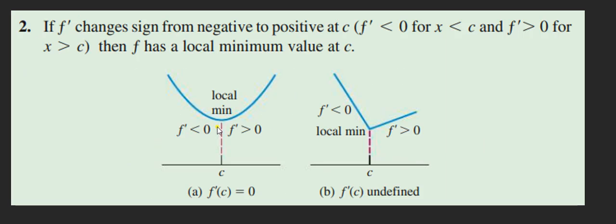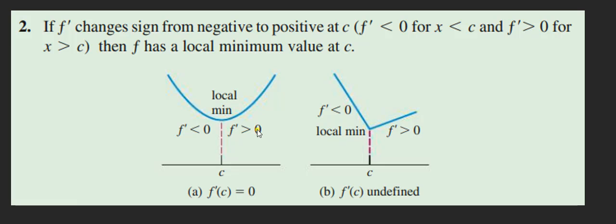Now, how do you know when we have a local minimum or relative minimum? Well, that happens if f prime, the slope of f, changes sign from negative to positive at C. Because when f prime is negative, that means f is decreasing. And then when f prime is positive, that implies that f is increasing. Same over here. f prime is negative, therefore f is decreasing. And f prime is positive, so f is increasing.